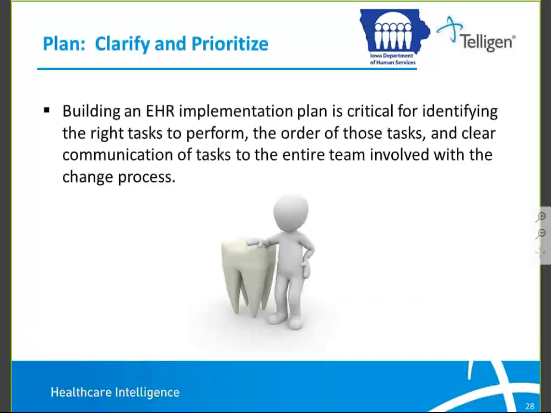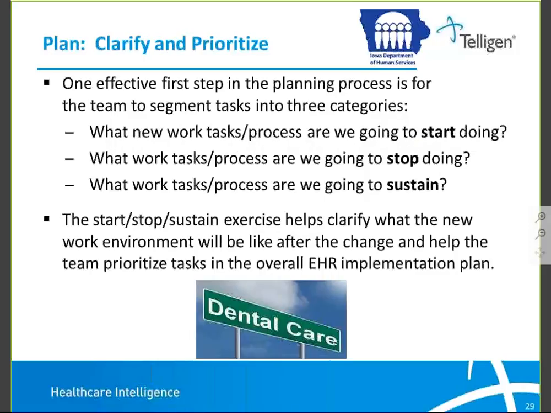So clarify and prioritize. Building an EHR implementation plan is critical for identifying the right tasks to perform, the order of those tasks, and clear communication of tasks to the entire team involved with the change process. So again, this is going to focus on setting your plan. One effective step in the planning process is for the team to segment tasks into 3 categories. So what new work tasks or processes are we going to start doing? What tasks and processes are we going to stop doing? And what work tasks and processes are we going to sustain?